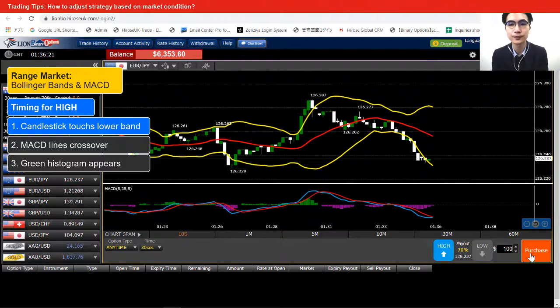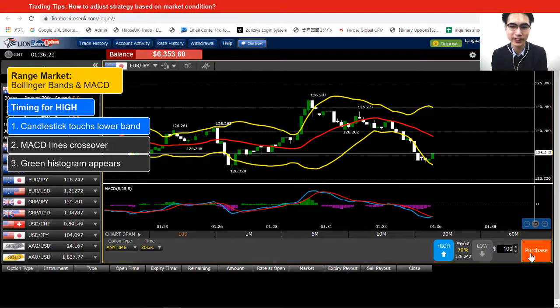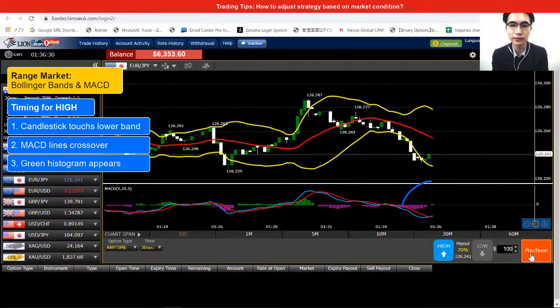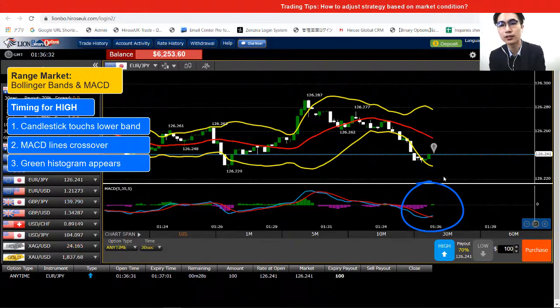So well, now the downward movement is pretty strong, so well, I still gonna give it a try and see how it ends. So okay, so well, it's about to cross over, and yep, there is a green histogram, and then I opened my trade there.